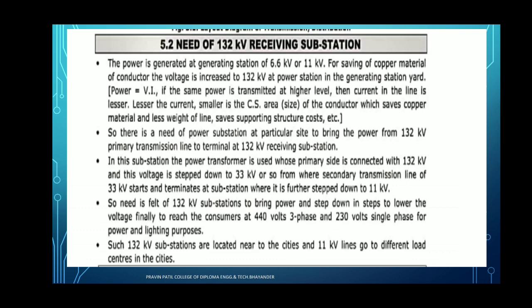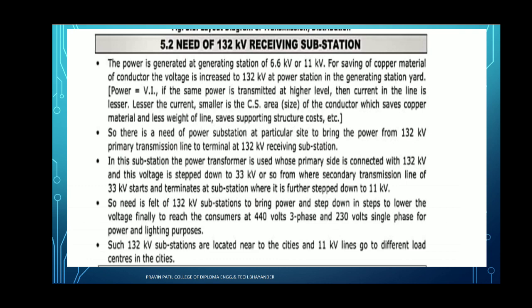That is also the need of 132 kV receiving substation. In the substation, the power transformer is used whose primary side is connected with the 132 kV supply, and this voltage is stepped down to 33 kV. The secondary transmission line of 33 kV terminates at the substation, where it is further stepped down to 11 kV.